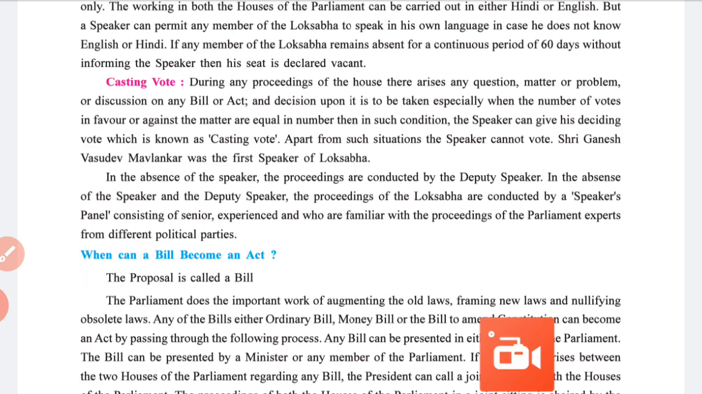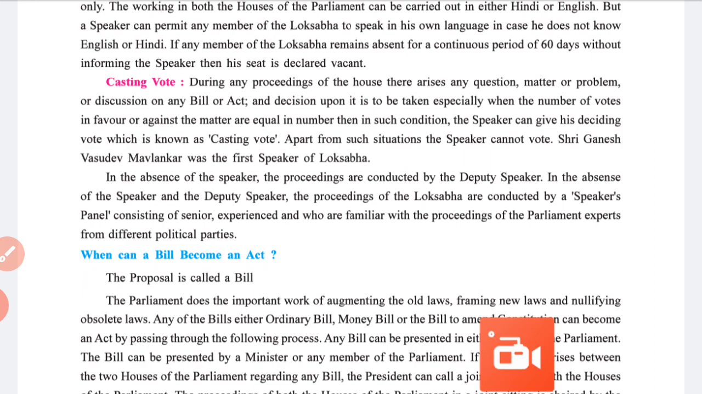During any proceeding of the House, if any question or discussion arises on any bill or act, and both sides, in favor and against, have equal numbers, then in that condition the Speaker can give a deciding vote, which is known as the casting vote. Apart from such a situation, the Speaker cannot vote. Only in this situation can the Speaker vote. Otherwise, no.